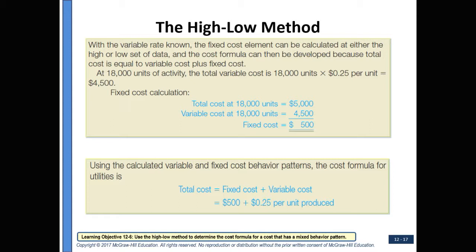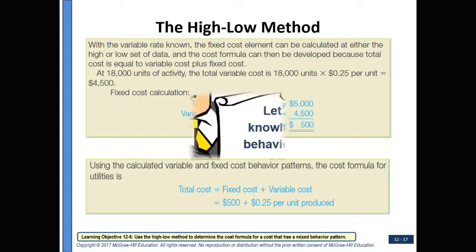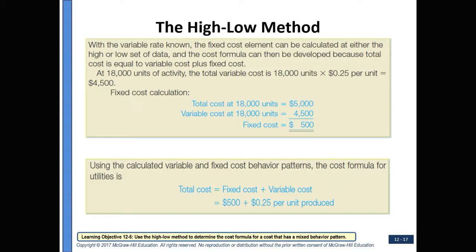With the variable rate known, the fixed cost element can then be calculated at either the high set or the low set of data. And the cost formula can then be developed because total cost is equal to variable costs plus fixed costs. At 18,000 units of activity, the total variable cost is 18,000 times 25 cents per unit, or $4,500. Based on the variable and the fixed cost behavior patterns, we can see that utilities is a semi-variable cost. Subtracting the total variable cost of $4,500 from the cost in that month of $5,000 gives us a fixed cost element of $500.